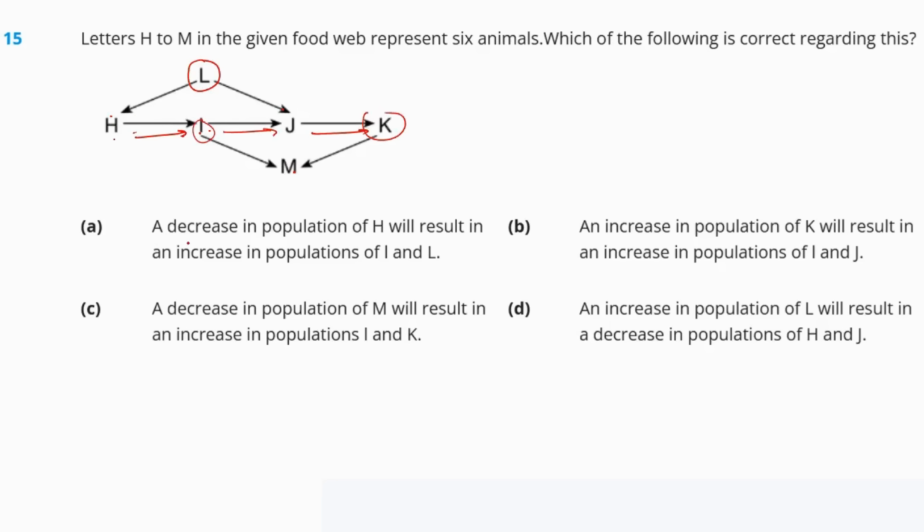So if you study this, a decrease in the population of H will result in increase in the population of I and L. No. An increase in population of K will result in the increase in the population of I and J. No. Right? A decrease in population of M will result in increase of the population of I and K. Yes, this is correct.